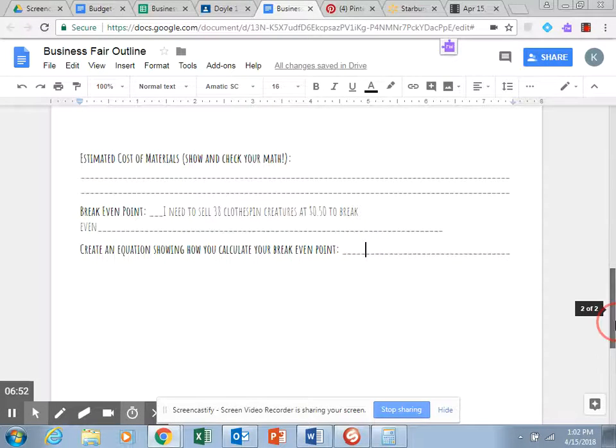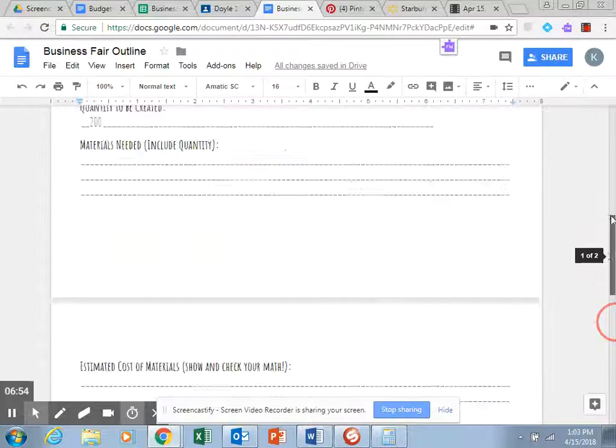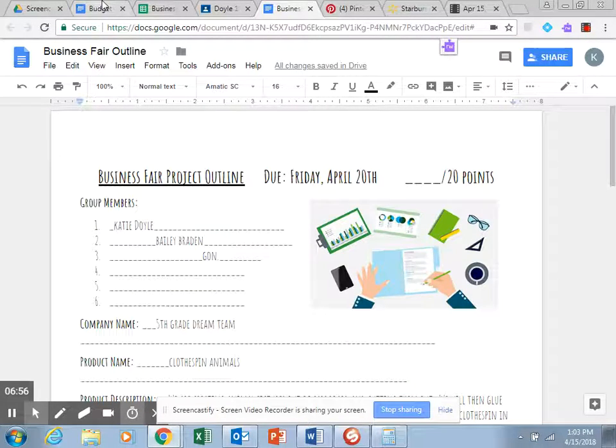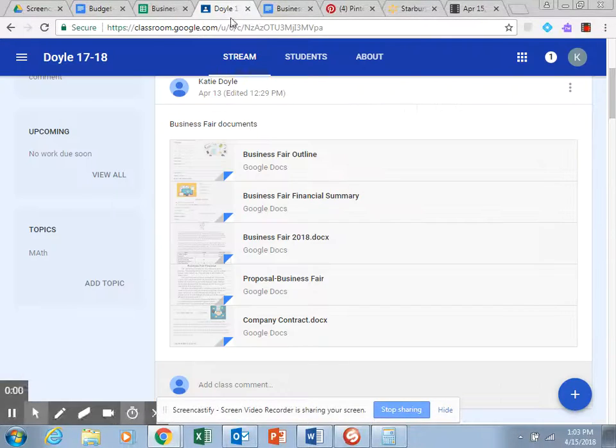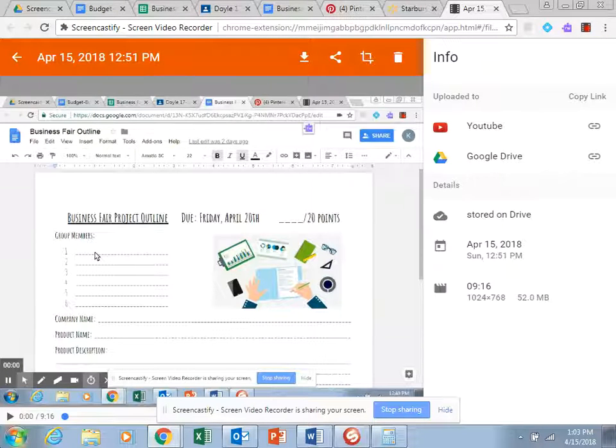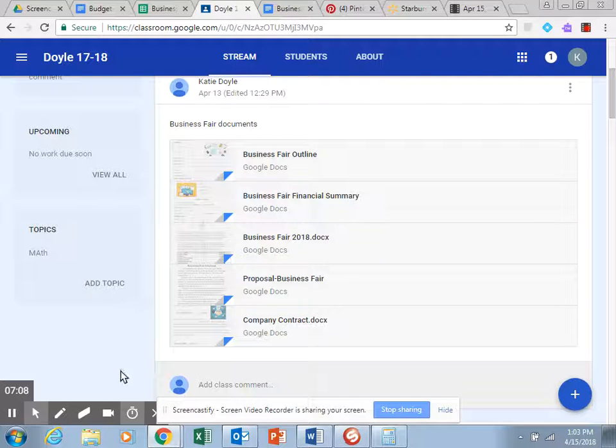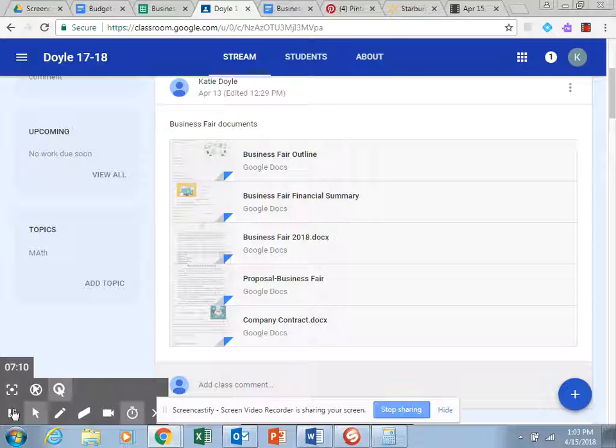All right, so those 3 things are due this Friday. So your outline, your budget, and I minimized it already, your contract. Come see me if you need help, but I think y'all guys have this. Like I said, feel free to work on this at home. Feel free to work on this whenever you get a free chance.